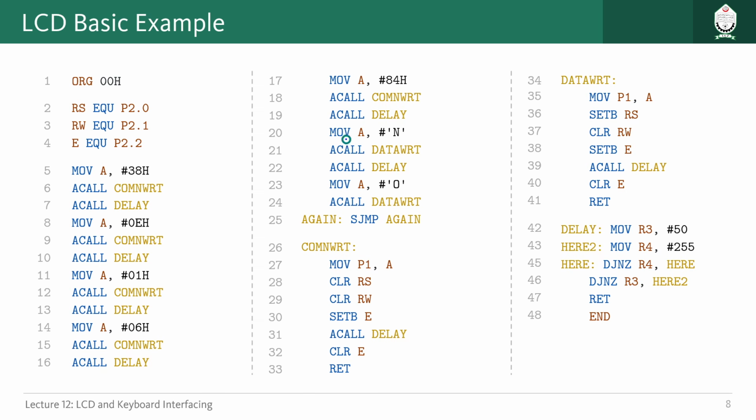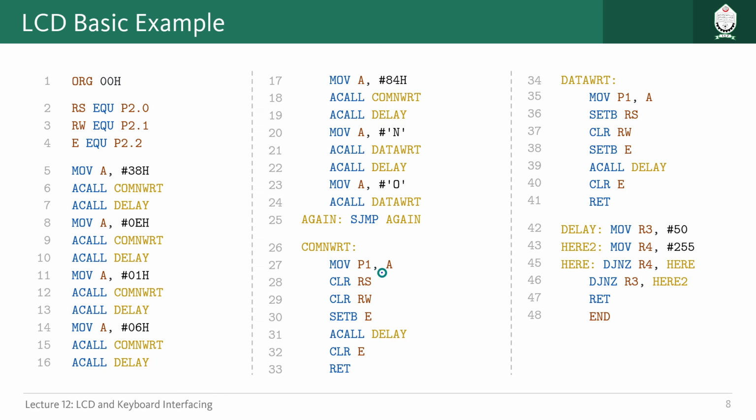Now this is the whole code, but here we have 2 special subroutines to deal with command writing and data writing. This particular subroutine is for writing commands, and this one is for writing data to the LCD. So we will first briefly look at that to understand how we can write data or commands onto our display. Then we will look at the main code.